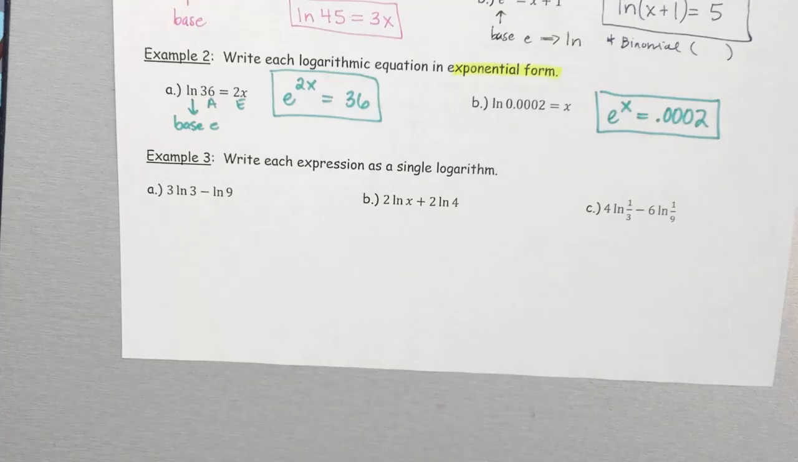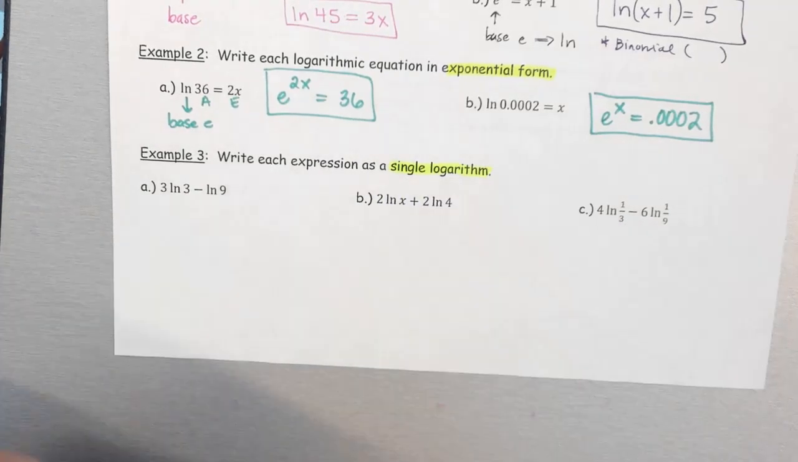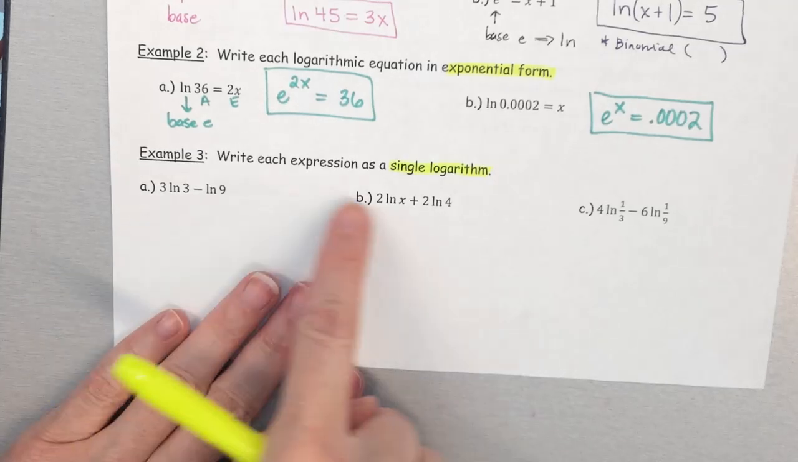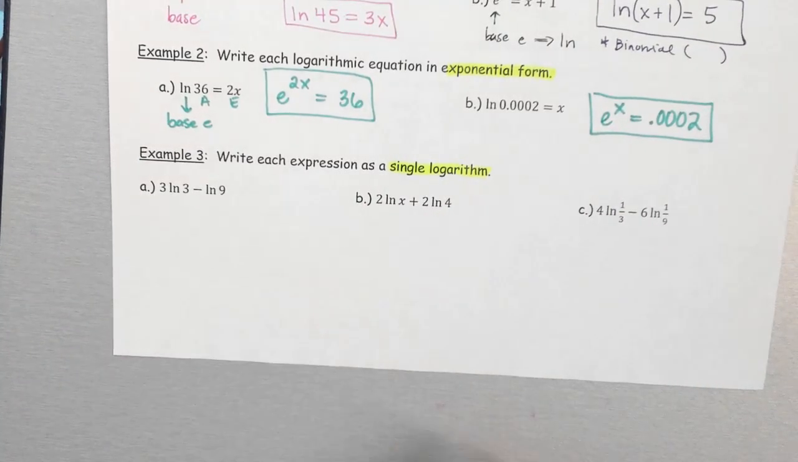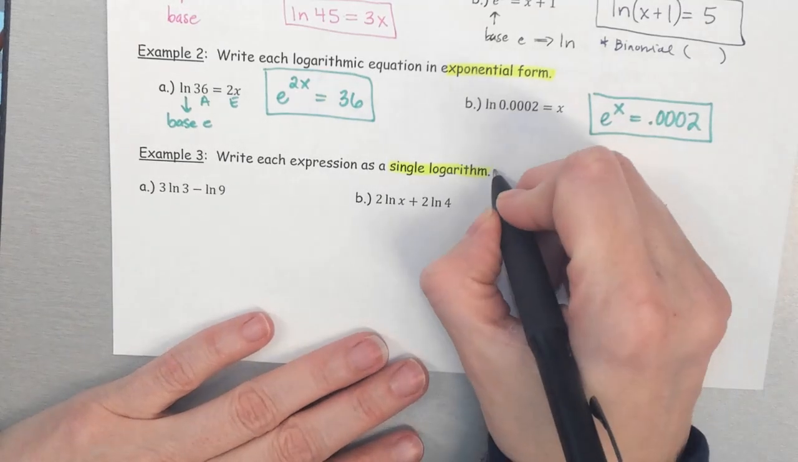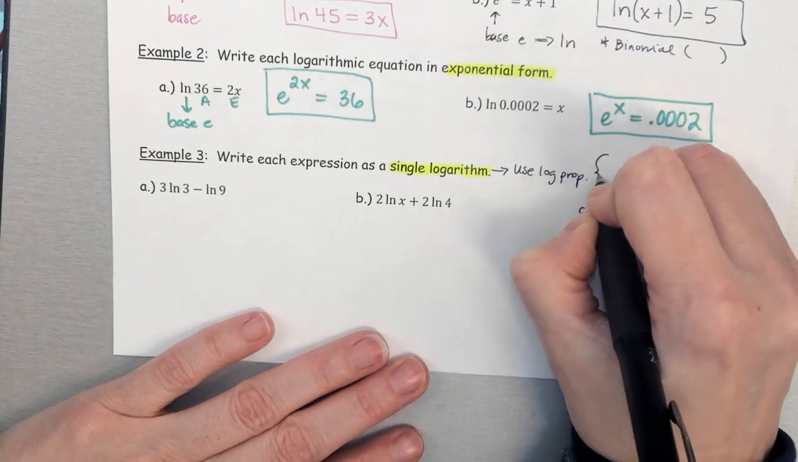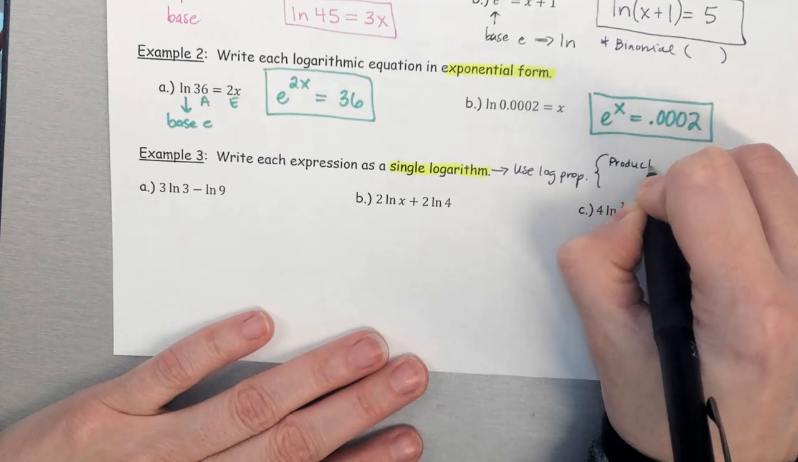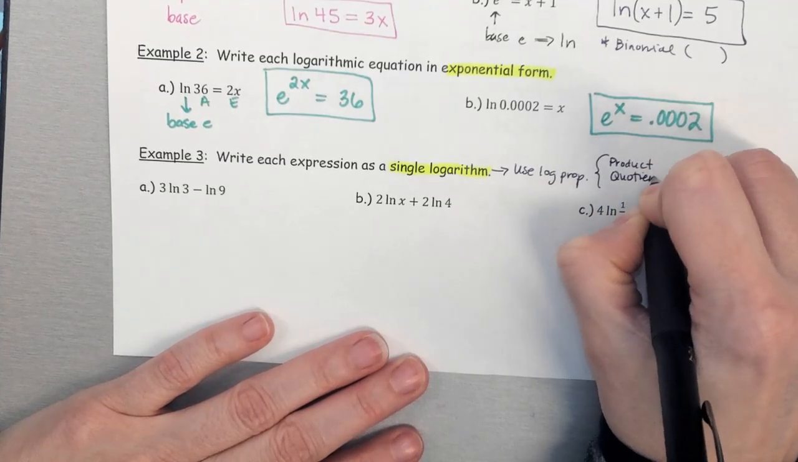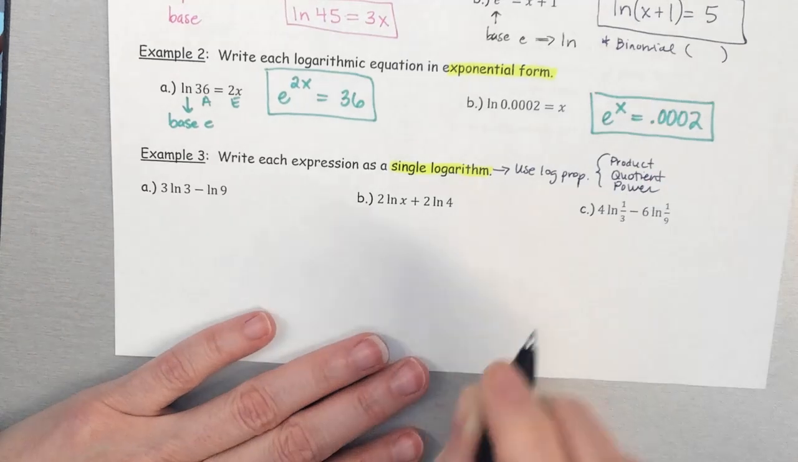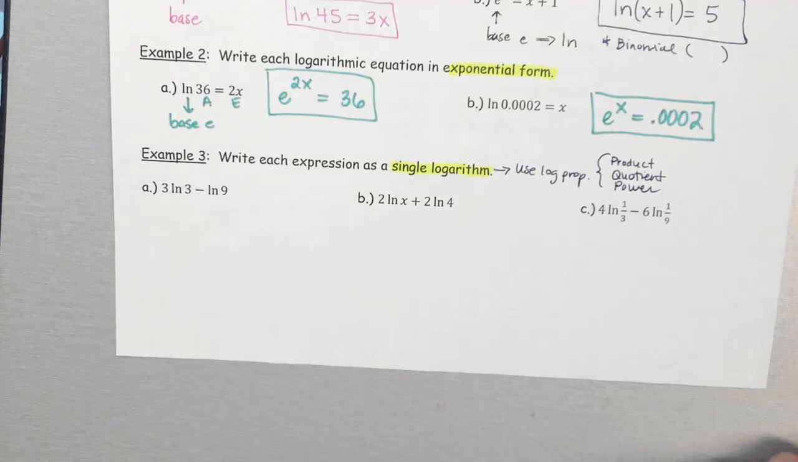All right, now we're going to write each expression as a single logarithm. Okay, so you can see you have the two natural logs here, two natural logs here, two natural logs here. In order to write it as a single logarithm, we are going to use our log properties. So remember, we have the product property, the quotient, and the power property. Okay, now when you're using these properties, you can use them forwards and backwards.